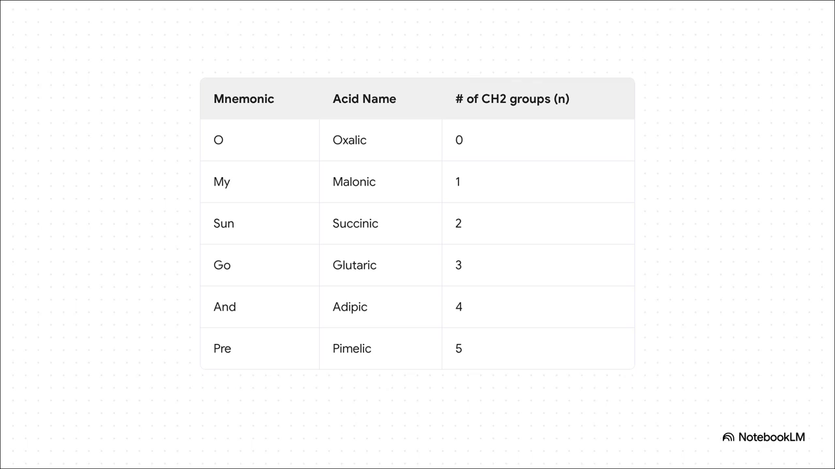So here's how it works. It's brilliant. Each word stands for an acid. O is for oxalic, which has 0 CH2 groups squished between the 2 acid heads. Mi is for malonic, with 1 CH2. Sun for succinic with 2, go for glutaric with 3. You see the pattern? It goes right down the line. So this trick doesn't just give you the name, it literally tells you the structure of the molecule. This is an absolute game changer for exams.